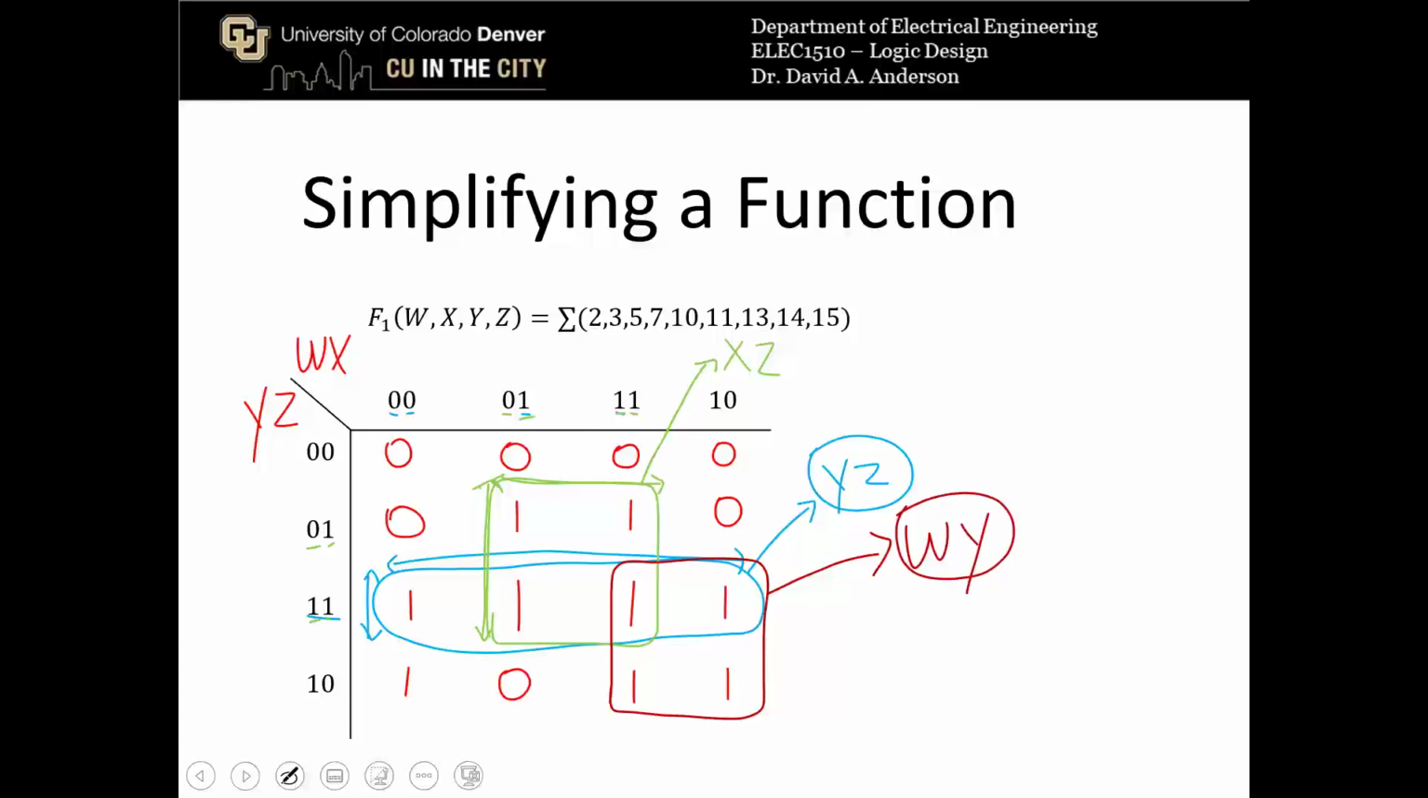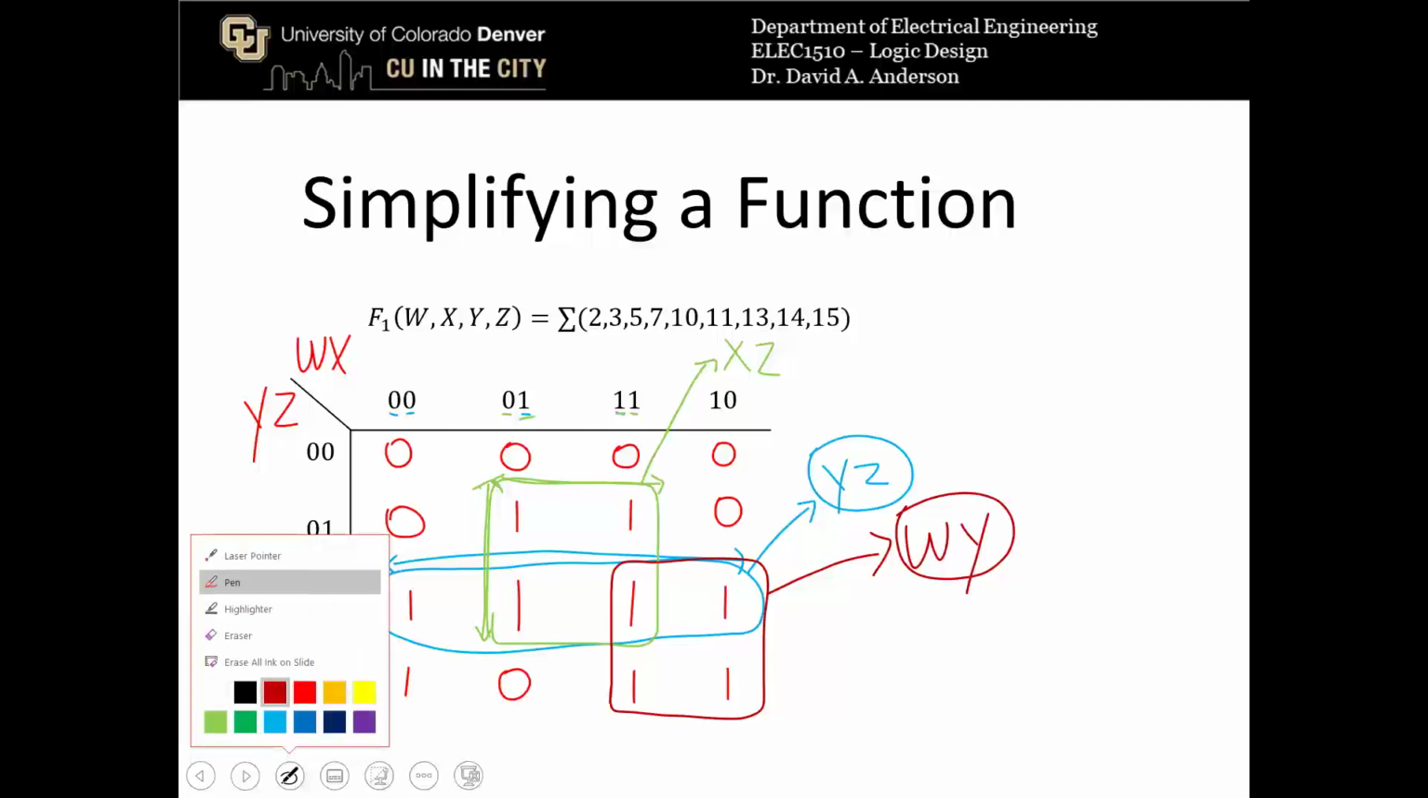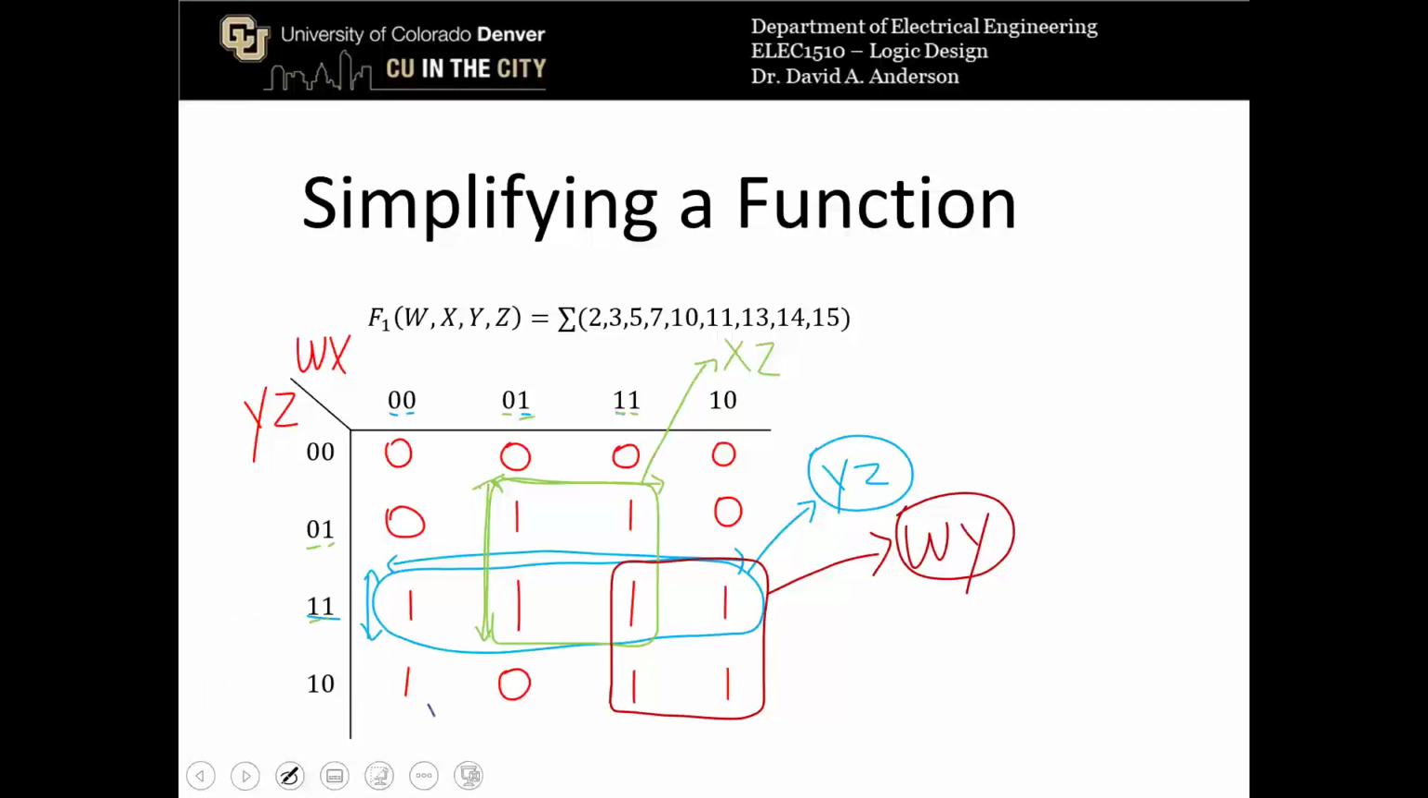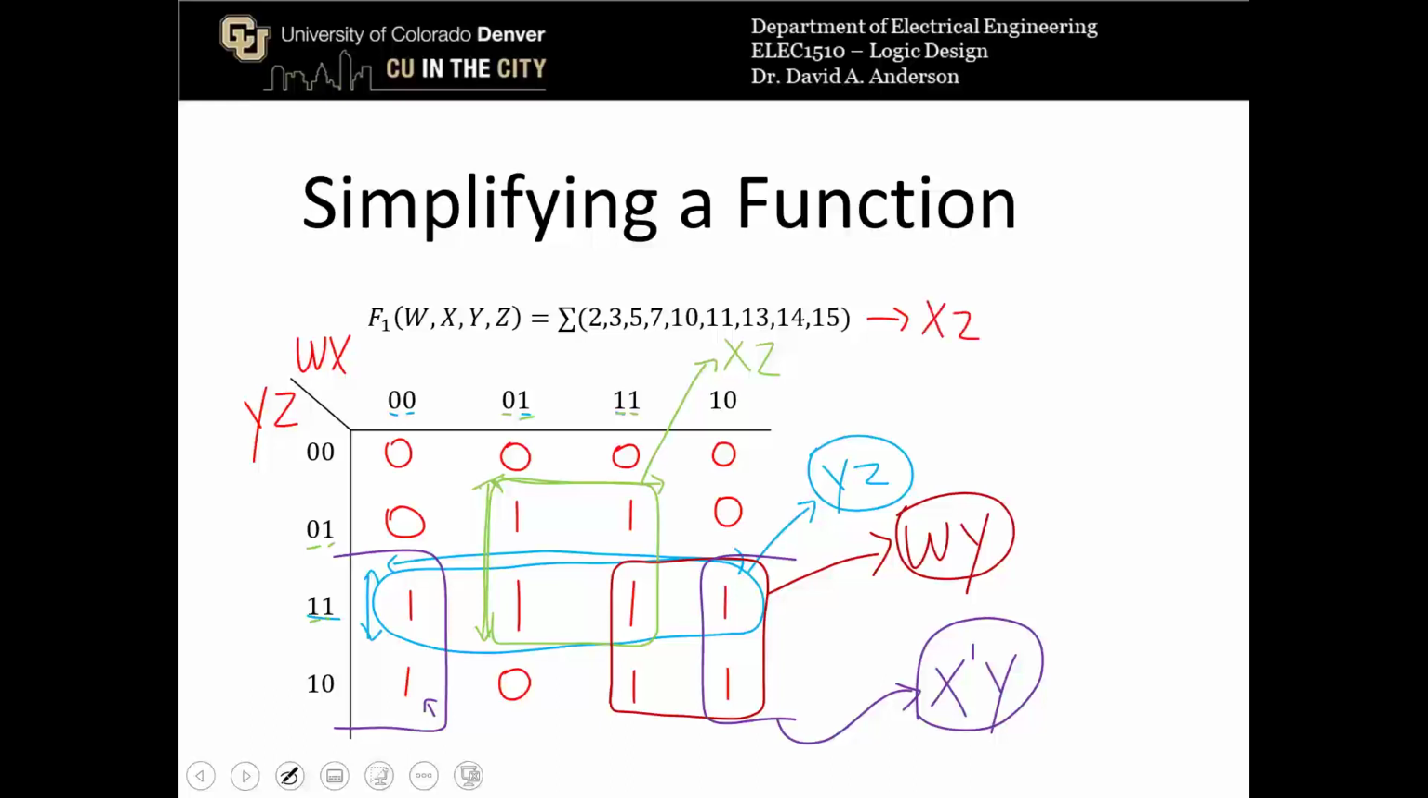All right, we still have one last little one there that's not covered by a bubble yet. That's this one. And so the largest possible bubble that's going to cover that one is a bubble that wraps around here. And that bubble is going to be x prime y. So in total, when we simplify this function, it comes out to the sum of all of these terms: xz or yz or wy or x prime y.